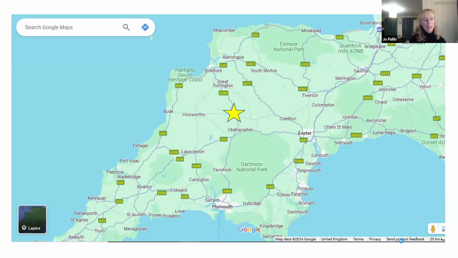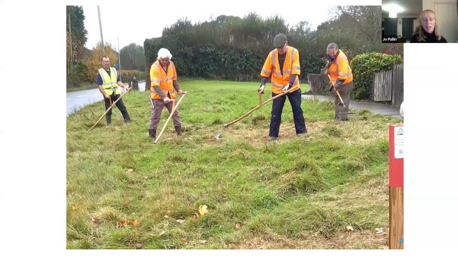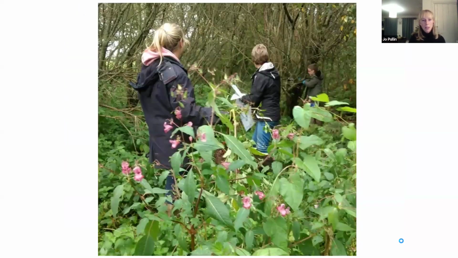Katie, if you just want to flick to the next slide. We do a whole range of things. We do wildlife surveys, which I'll come on to in a second, but we also do some practical conservation tasks. This is some of our volunteers scything one of our roadside verges, and we do annual cuts and rakes of the verges. There's 2 that we've adopted in town. We do some Himalayan balsam pulling when that's needed. Katie's probably got a slide there to show you.